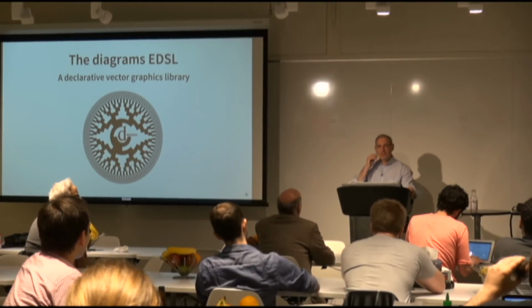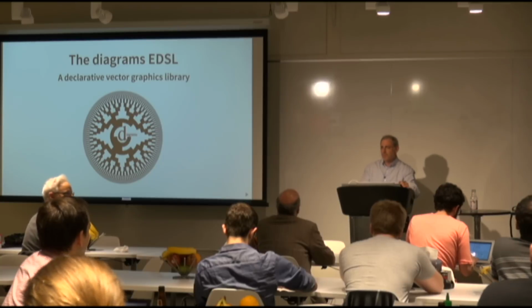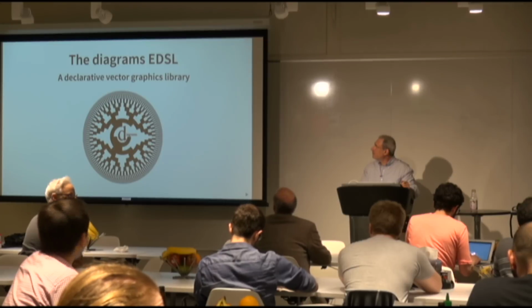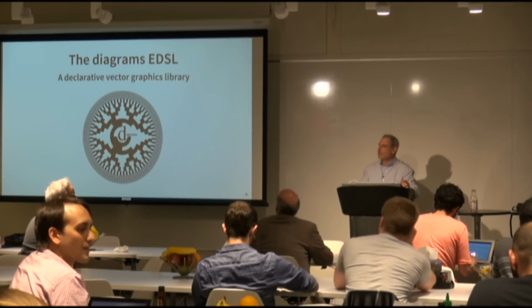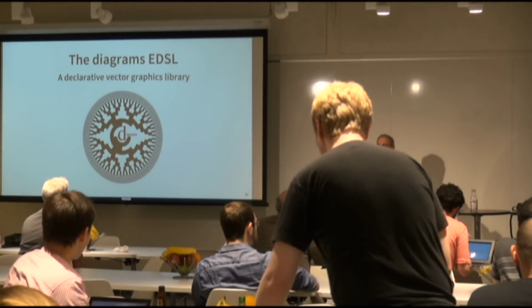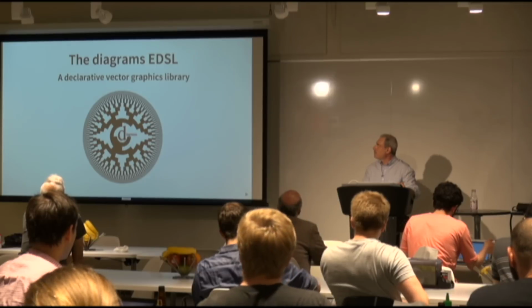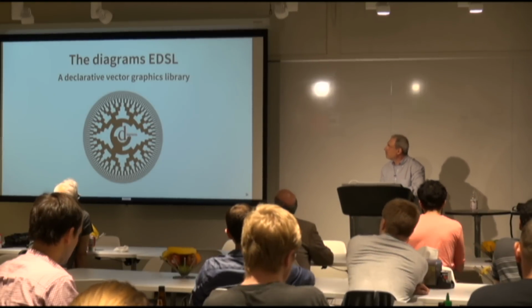Okay. Is the mic working? Great. So we're going to talk about the diagrams library, which Ryan mentioned. It's an embedded domain-specific language for making vector graphics. The embedded part means it's just a library in Haskell, and we write regular Haskell code, and we have the full power of Haskell at our fingertips to do what we want using the language.